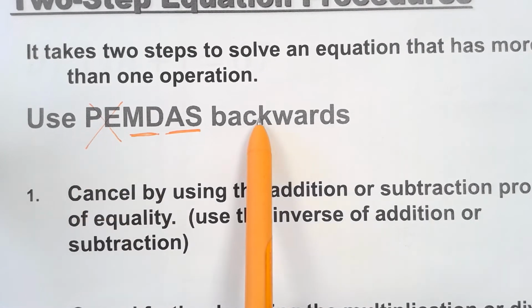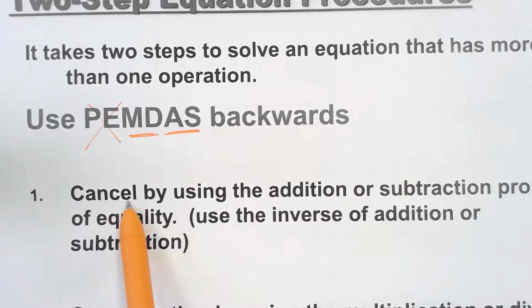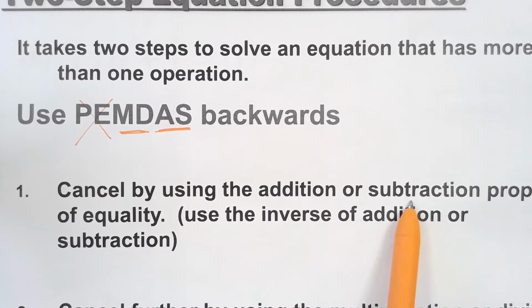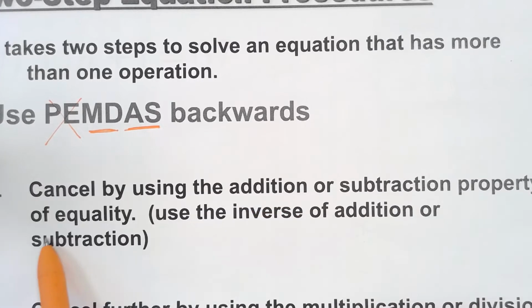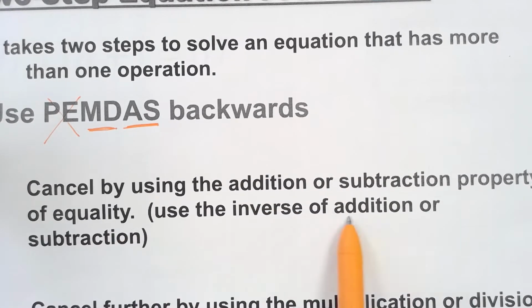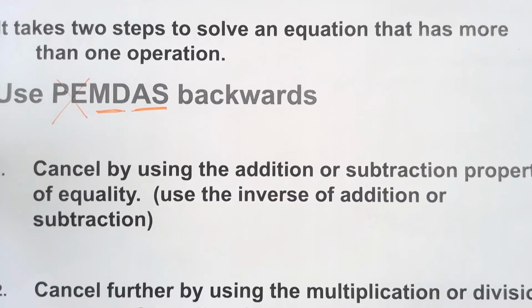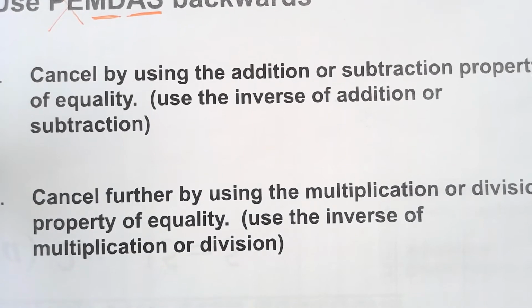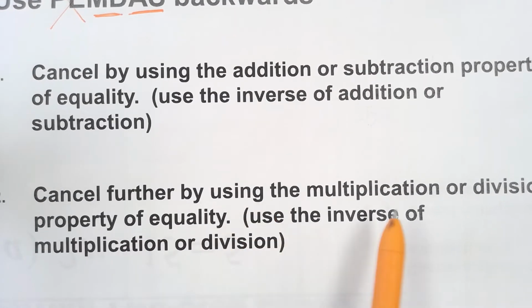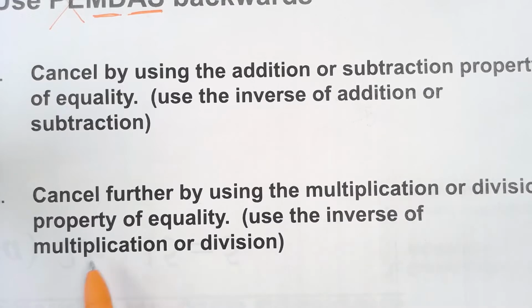So, first step is to cancel by using the addition or subtraction property of equality. Use the inverse of addition or subtraction. So, first step to get the variable by itself is to add or subtract the number that's on the same side of the variable. And we'll do some examples here in a moment, okay? Second step is to cancel further by using multiplication or division to get the variable by itself.